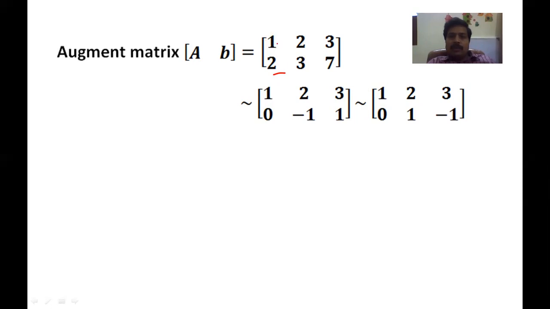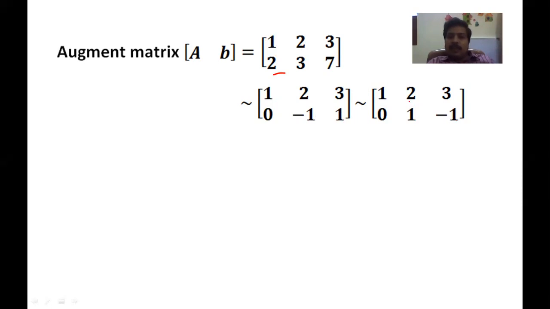So 2 minus 2 is 0. 3 minus 4 is minus 1. And 7 minus 6 is 1. So again, here I am getting minus 1. So I am multiplying the second row with minus 1, so that I can get 1 and minus 1.